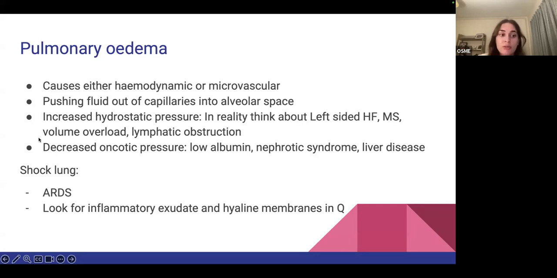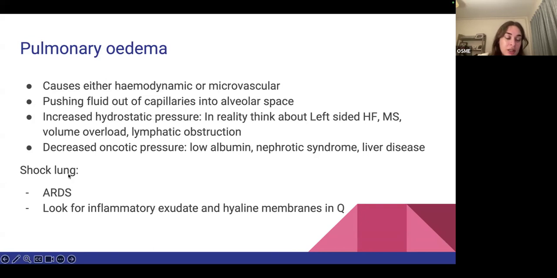This is more common in hospitals where a patient comes in and they've been given a bag of fluids and it's just gone into the wrong compartments, or there's lymphatic obstruction, which is relatively small print and quite rare. There might be decreased oncotic pressure. This is the proteins in the blood that keep your fluid in. So if there's a low albumin, or you've got nephrotic syndrome, so you're peeing out protein, or liver disease where you're just not producing enough protein, you're not going to have that drive to keep fluid within the blood vessel, so it will fall out of the capillaries and into the alveolar space.